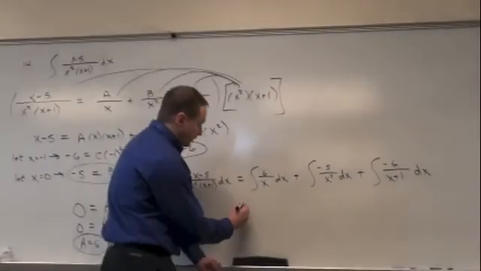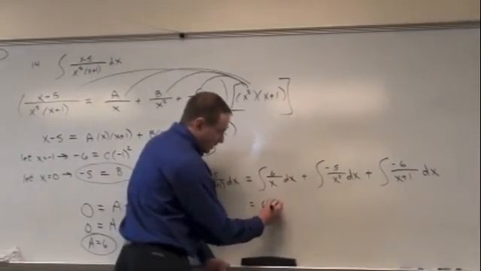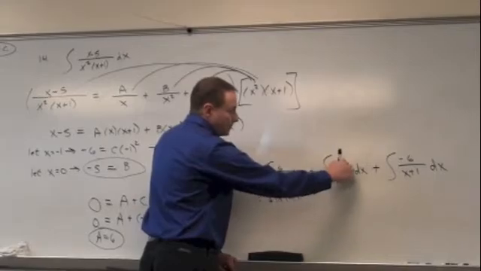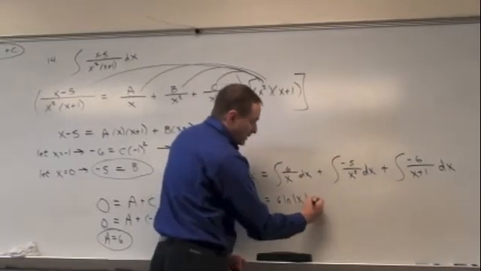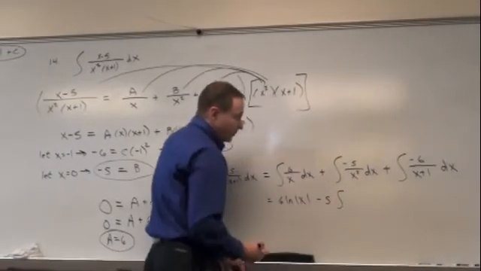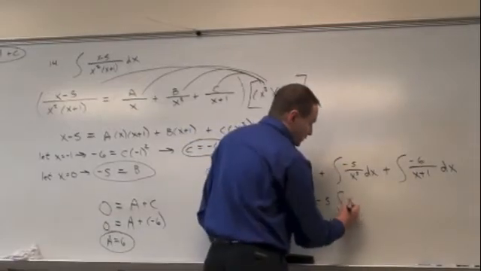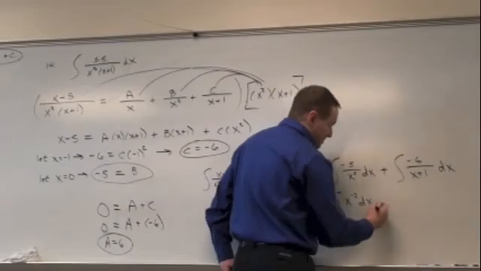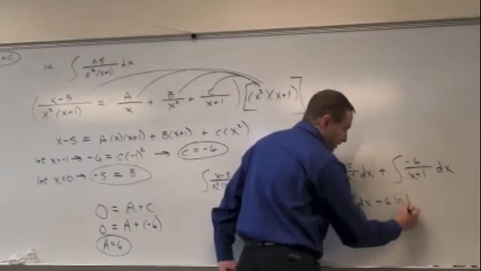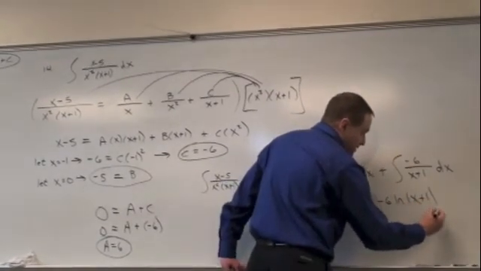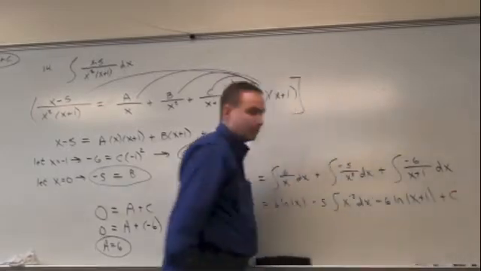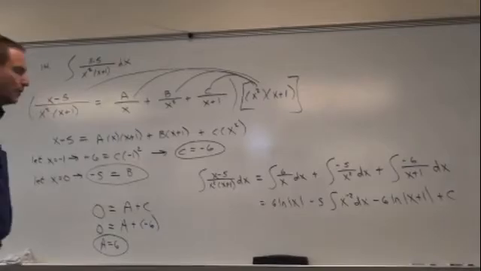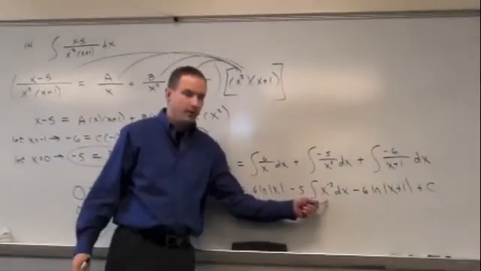So the first one is 6 natural log of absolute value of x. The second one, I'm going to pull that minus 5 on the outside: it's minus 5 times the integral of x to the negative 2 with respect to x. And my last one is just minus 6 natural log of x plus 1, since the derivative of the denominator was in the numerator, times negative 6. So this middle one is the only one I need to work with.